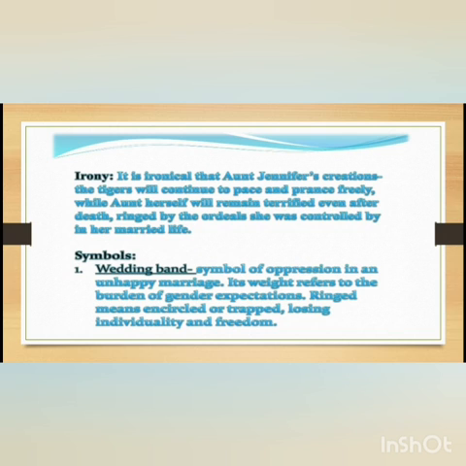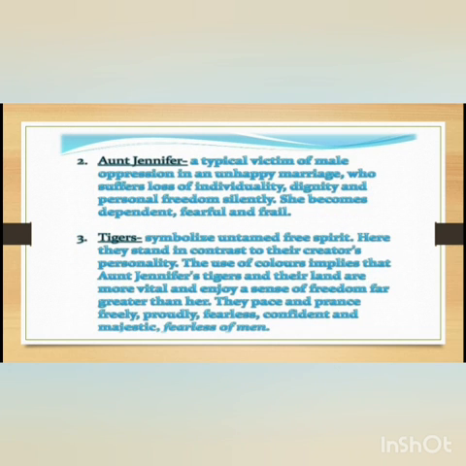The first symbol that you can see in this poem is the wedding band. Wedding band has been used as a symbol of oppression in an unhappy marriage. Its weight refers to the burden of gender expectations. Ringed means encircled or trapped, which is making her lose her individuality and freedom. Let us look at the next symbol.